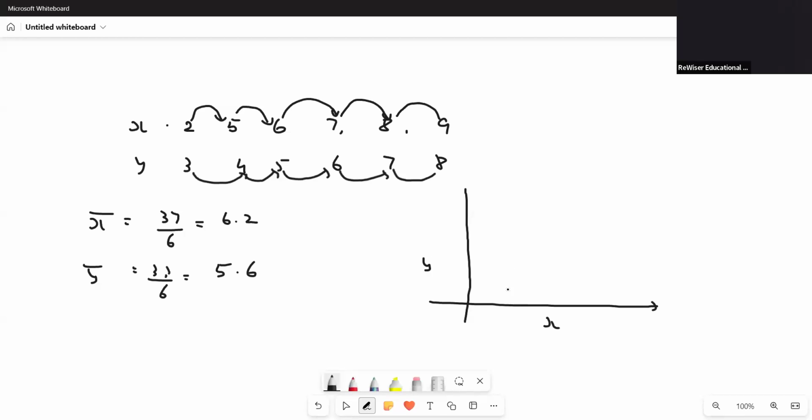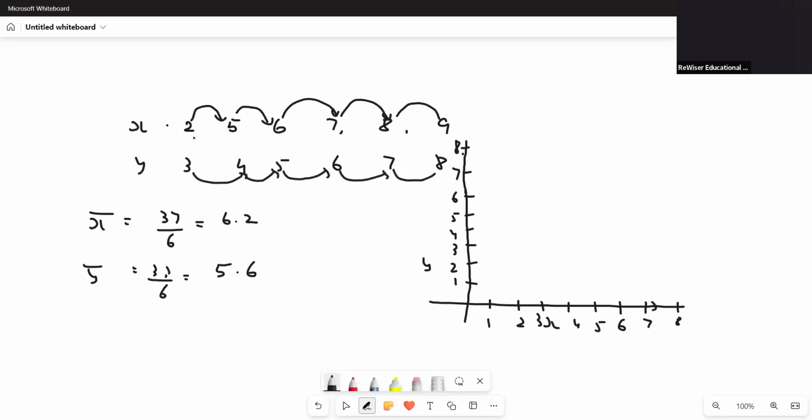Now, we plot the scatter plot. This is my x axis and that's my y axis. Let's scale it for x: 1, 2, 3, 4, 5, 6, 7, and we extend it to 8. Similarly, we extend it across the y-axis: 1, 2, 3, 4, 5, 6, 7, and 8.